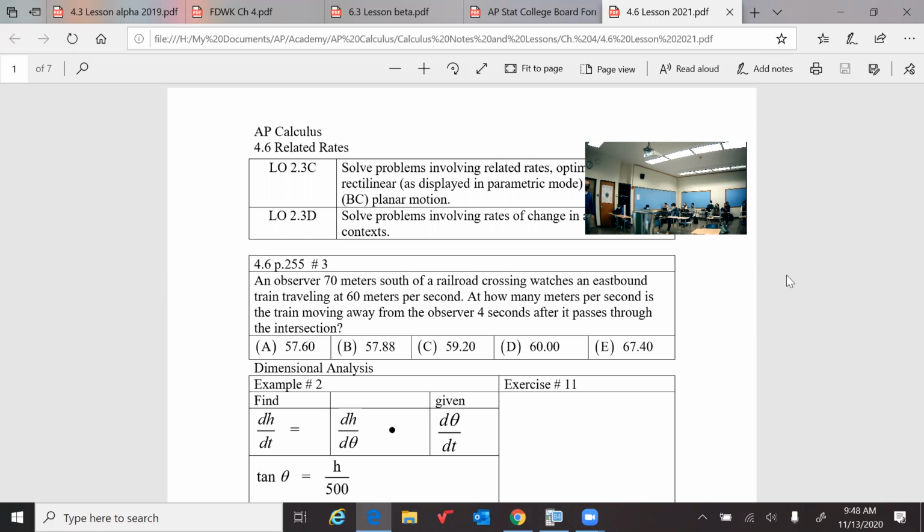And the train is eastbound, and it's going 60 meters per second. The train's going from west to east. How many meters per second is the train moving away from the observer 4 seconds after it passes through the intersection? These are the kind of questions that you see in movies where people are intimidated by math.